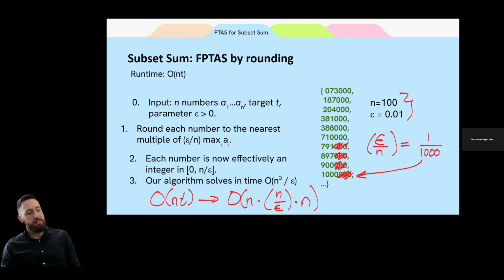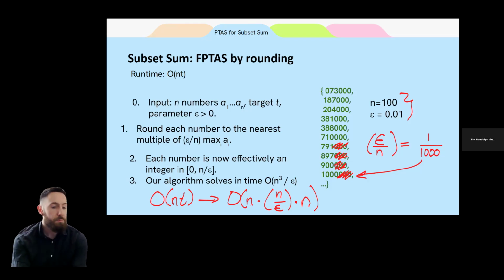And you can optimize this. This is not necessarily the optimal relationship between n and epsilon, but the point is just this lets you get, for any epsilon you want, a polynomial time algorithm that solves the problem within an epsilon factor. So that's neat.